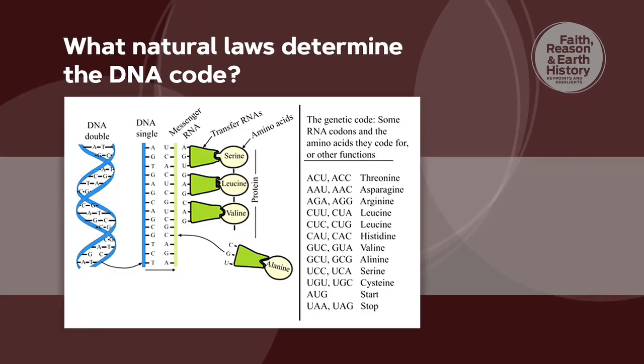So what natural laws determine the DNA code? We need to clearly understand that this code does not originate from natural law. There's nothing in natural laws that could determine the nature of this code or what it means. In the same way, there is no natural law that determines when we write whether we should put the letter I before the letter E or before the letter M. That is determined by an intelligent decision.